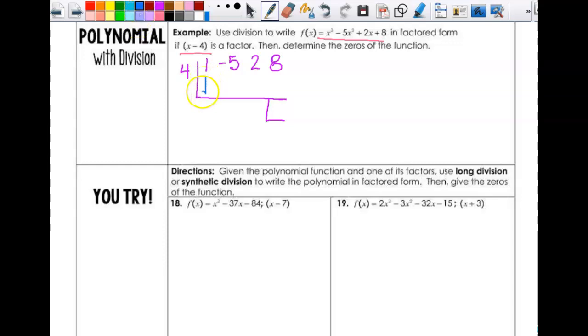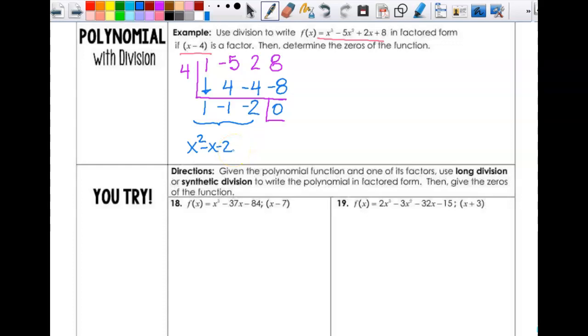So I bring down my 1. 4 times 1 is 4. That gives me a -1 here. 4 times -1 is -4. Gives me a -2 here. 4 times -2 is -8. Gives me a 0. So the result of what I get from this is x squared minus x minus 2.